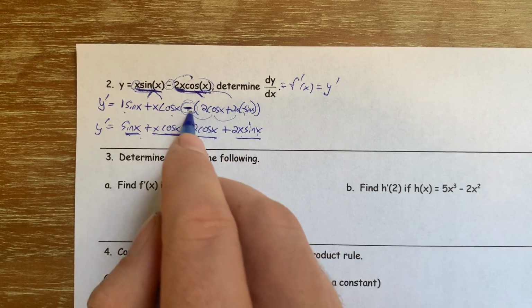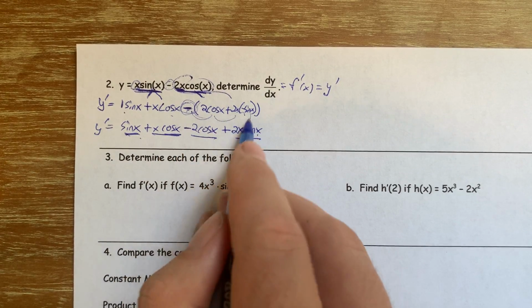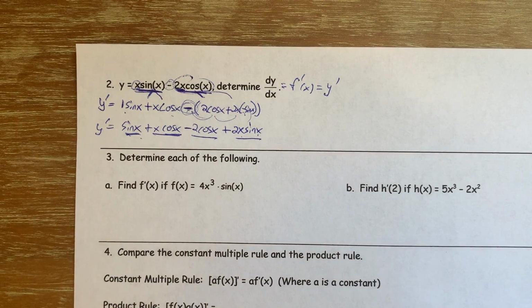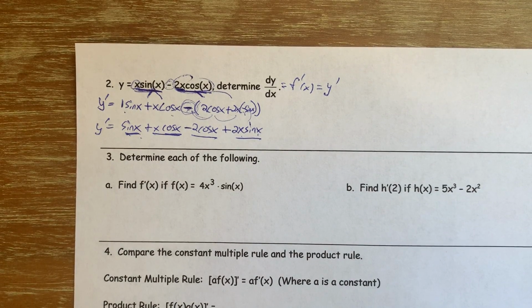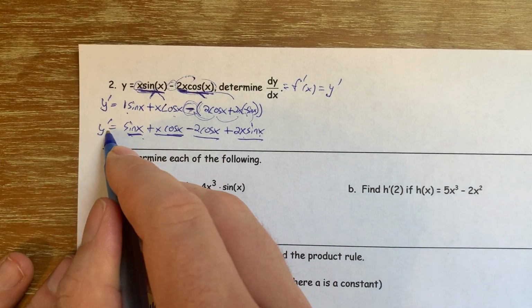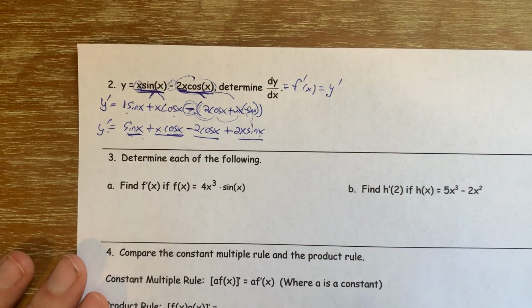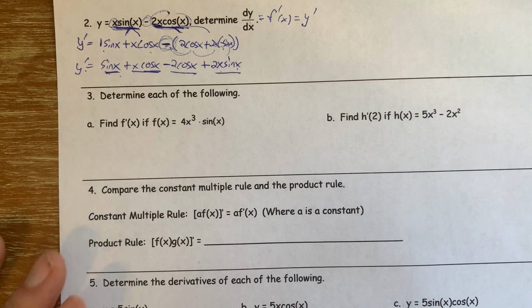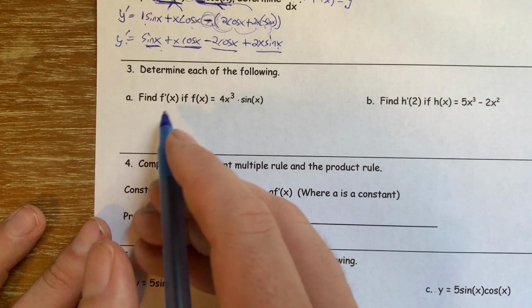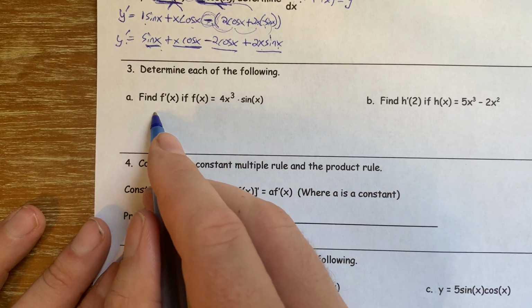Again, be careful if there's a minus and a product rule, you need to put parentheses. And you often need to put parentheses around the product rule because it becomes a binomial a lot of the time. Notice I put y prime here. I guess I should have said dy dx, but you wouldn't lose any points for that. They mean the same thing. Okay. Go ahead and try this one.